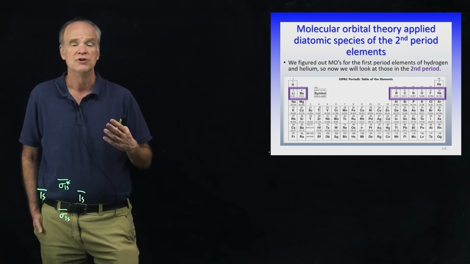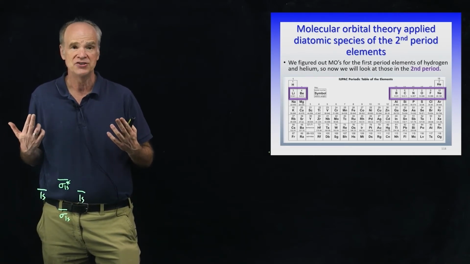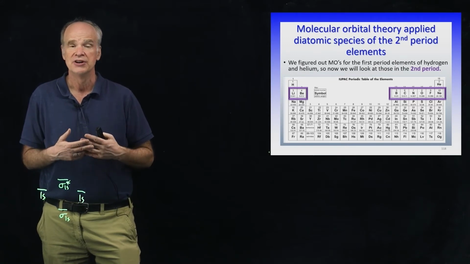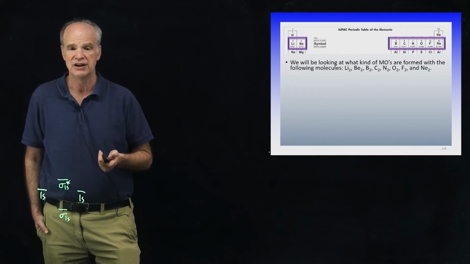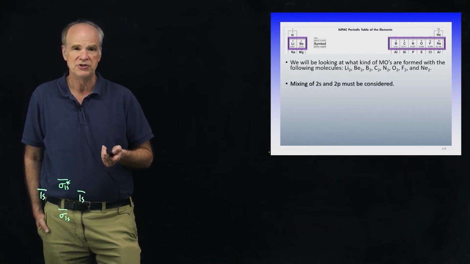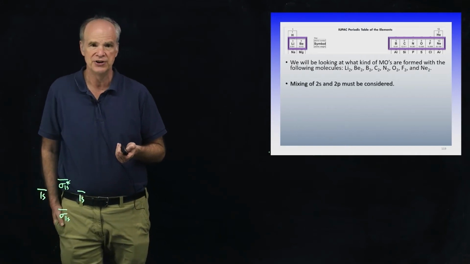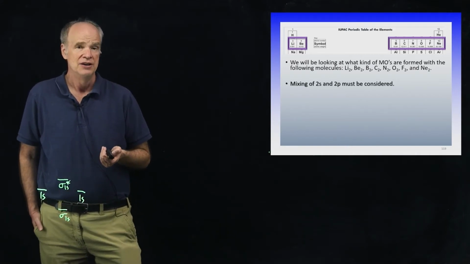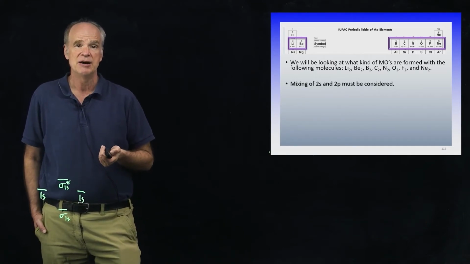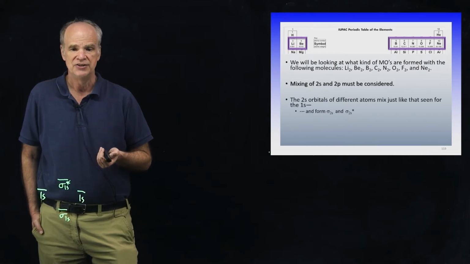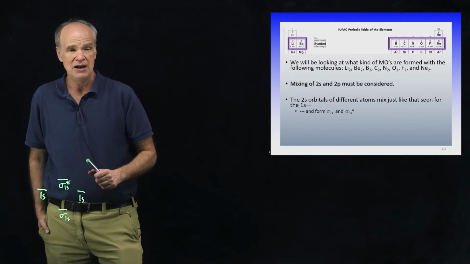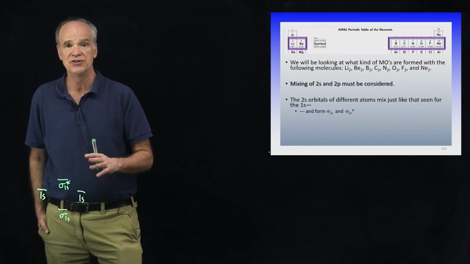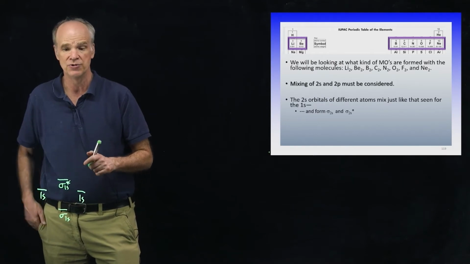Like, for example, with oxygen, how do we take two oxygen atoms and create the molecular orbitals that are involved in the molecule O2? That's what we're going to have to figure out next. So what we have to do, if we're in the second period, is figure out how the atomic 2s orbitals from different atoms mix together, and how the atomic 2p orbitals mix together. How the 2s orbitals mix is really pretty easy, and it's very similar to how the 1s orbitals mix.